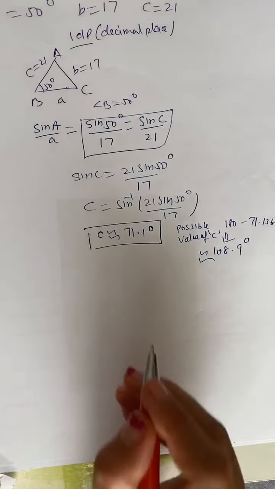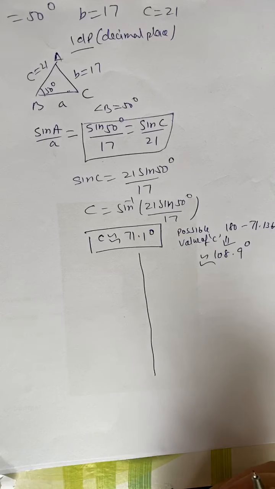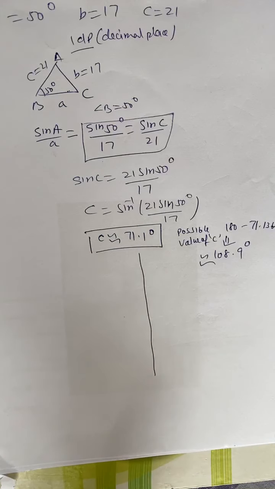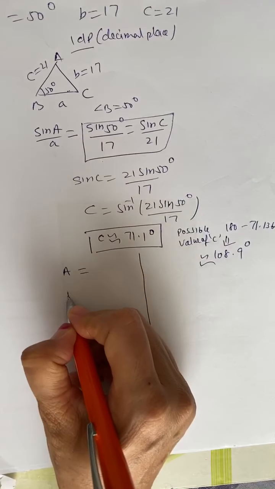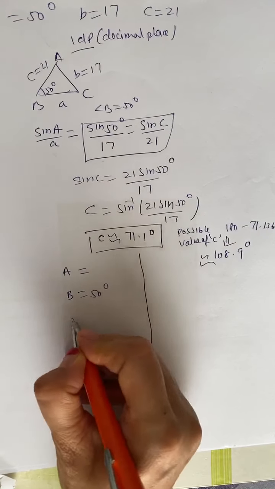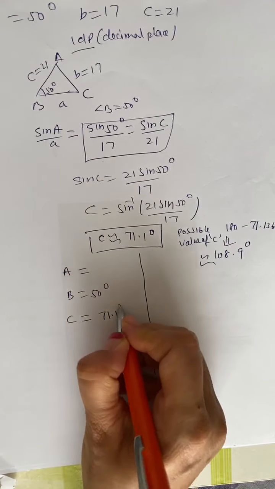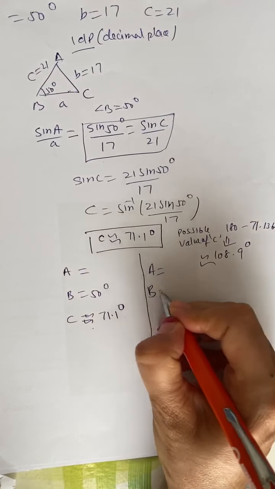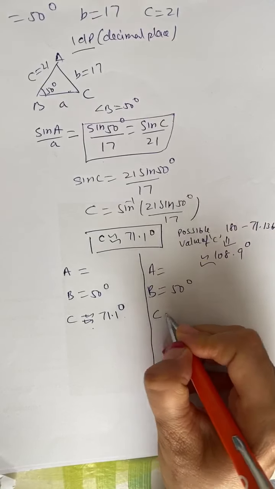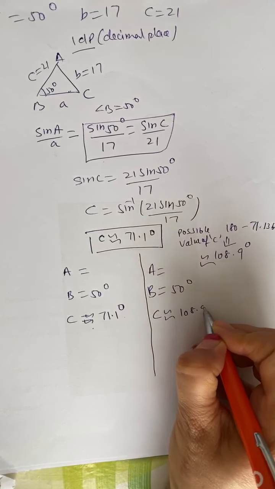Now I'm going to make a table here, because whenever you have more than one value, you need some kind of separation so that you can clearly see what we are doing. Angle A we still have to find. Angle B was given, 50 degrees. For the first case we got C as 71.1 degrees. Here again angle A you still have to find, B is 50 degrees, and C is approximately 108.9 degrees.